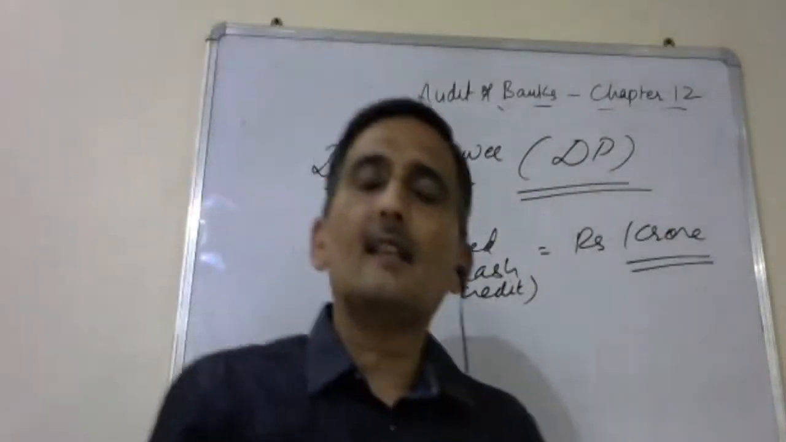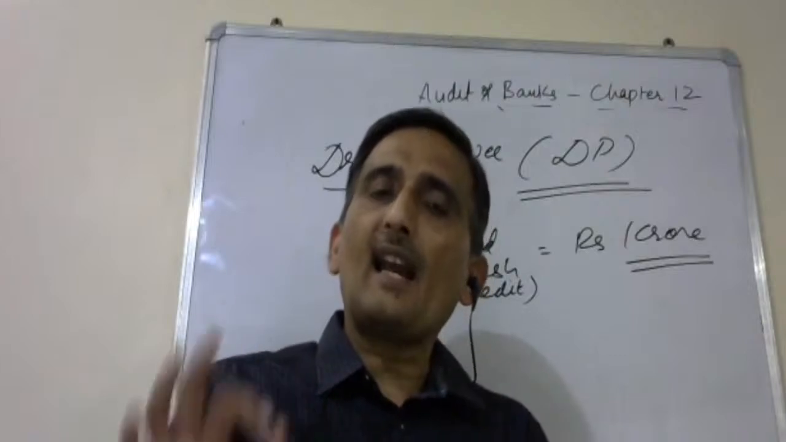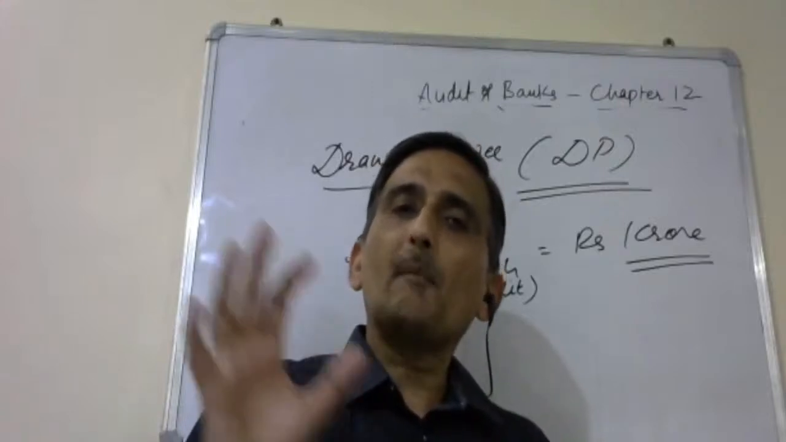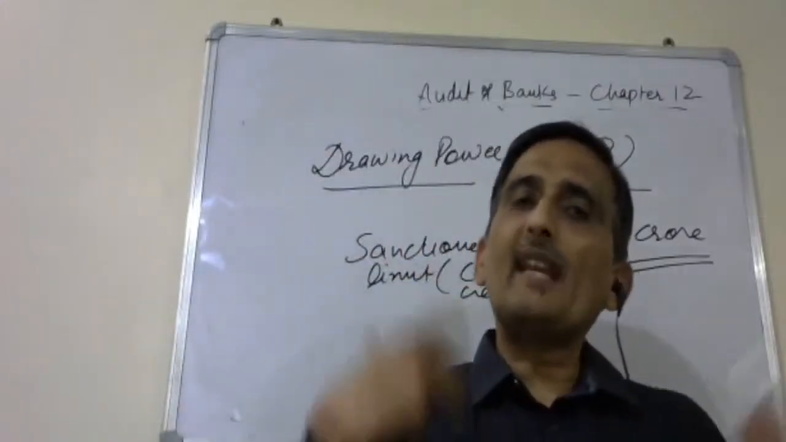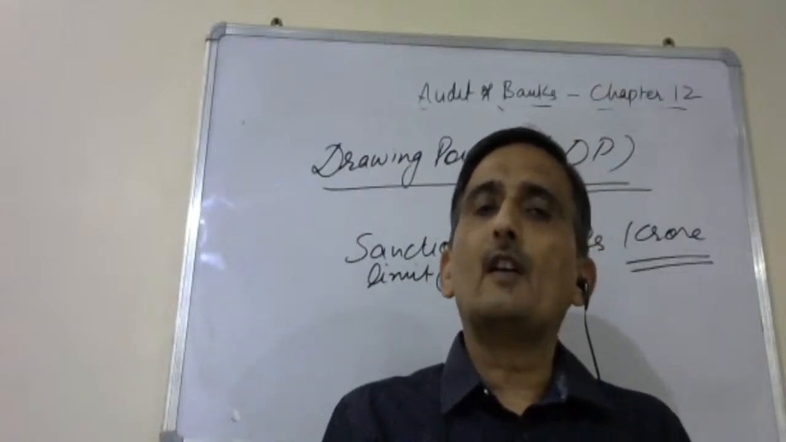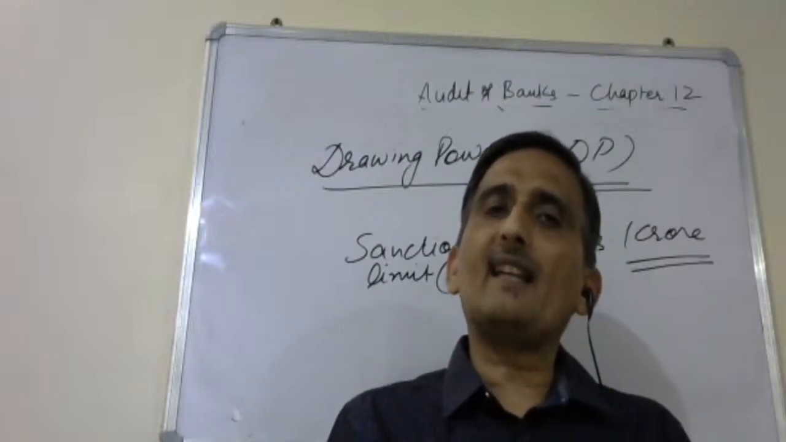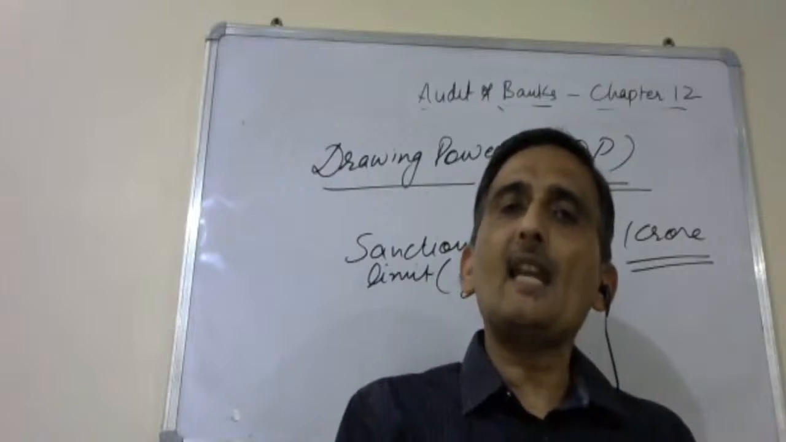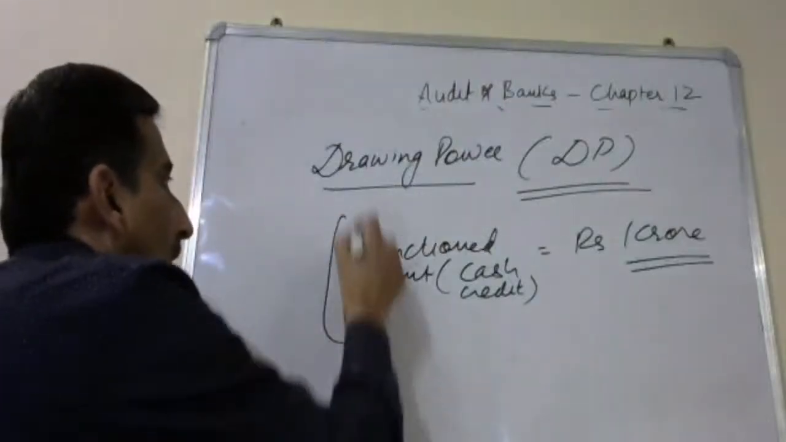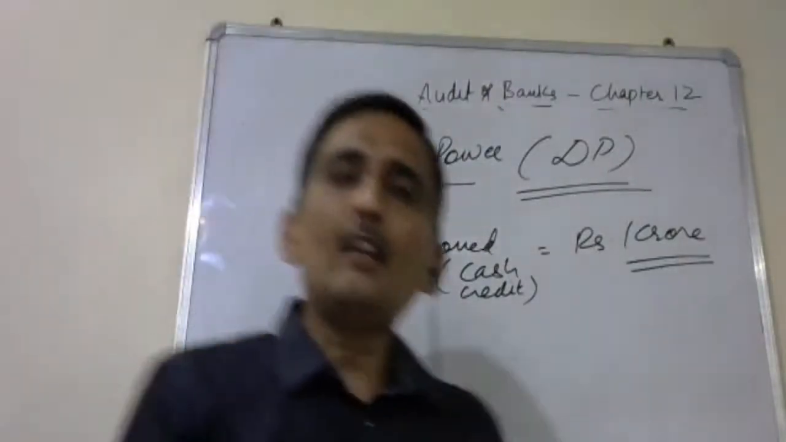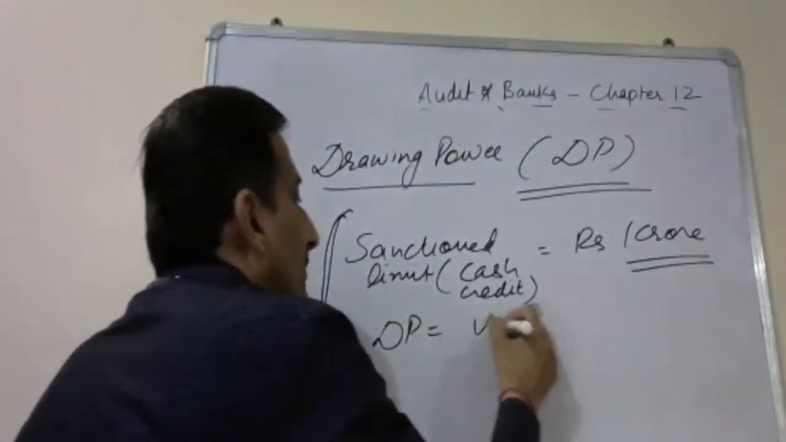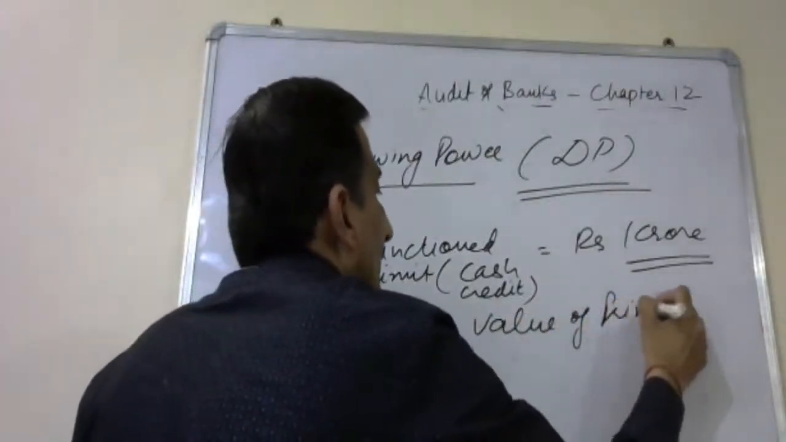One of the conditions in the sanction letter is that the buyer has to keep a margin of 25%. Now what is the meaning of margin? Margin means the company's own investment. Say if the company is buying stocks of 2 crores, then 25% has to come from the company, and the balance would be financed by the bank. So drawing power means value of primary security less margin.